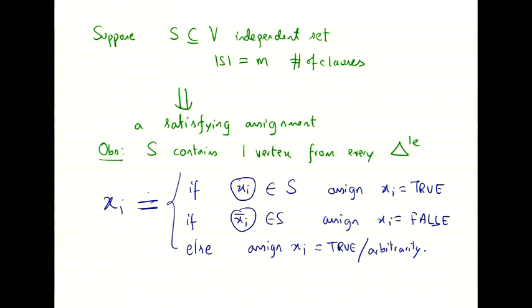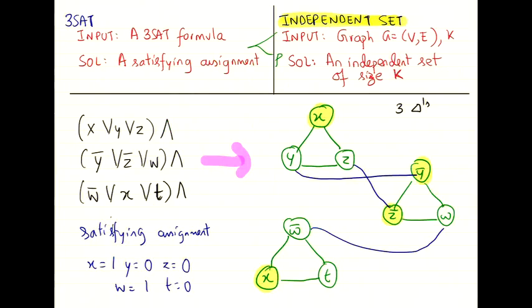And you can check that this is a satisfying assignment, because in every triangle, there is one vertex in the independent set. If you look at, let's say, the triangle XYZ, your independent set could pick any of the three vertices, but it will pick at least one. So you would end up setting at least one of them to be true, and your assignment will satisfy that clause. So because there's one vertex in every triangle, your assignment satisfies all the clauses.